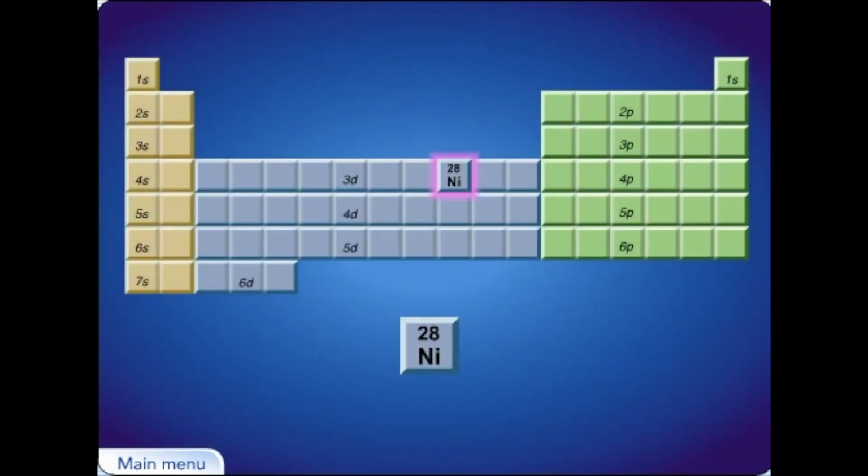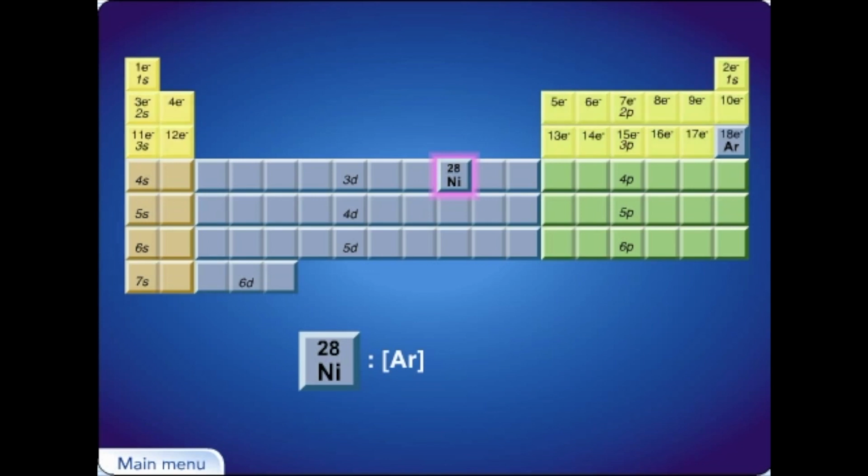Nickel has an atomic number of 28, meaning that the atom has 28 protons and 28 electrons. Let's start with the ground state electron configuration with the noble gas core preceding nickel. We start with the argon core, which accounts for 18 electrons. We have 10 electrons left to place. We move to the 4s orbital, which can hold 2 electrons.